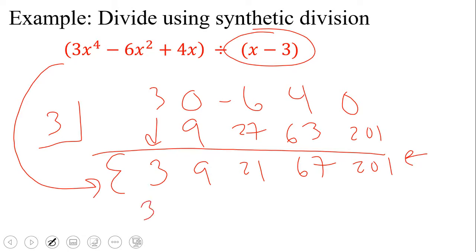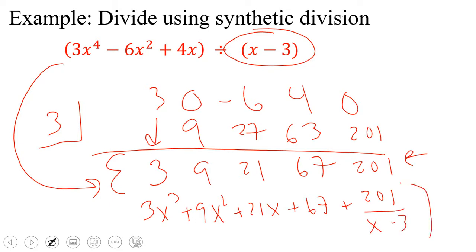So your answer to this division problem is 3x cubed plus 9x squared plus 21x plus 67 plus the remainder, 201, over the divisor, x minus 3. So please don't do all that hard work and then forget to actually write the answer in the proper format. The majority of the problems tonight ask you to just divide. So if it just asks you to divide, this is your answer. Only if it asks you to factor completely and solve do you actually go ahead and continue to factor and solve. So I think you're going to see more of that on the next homework assignment.